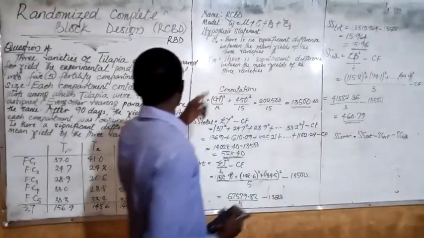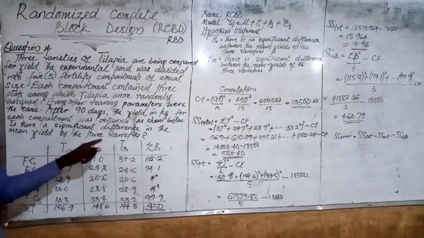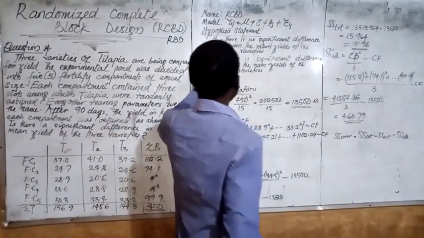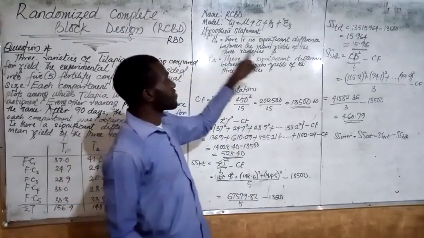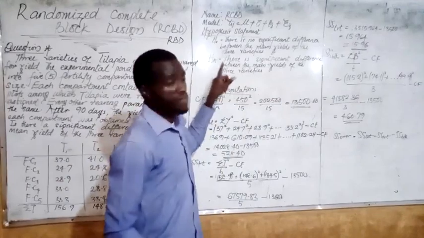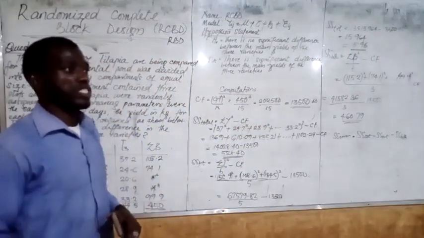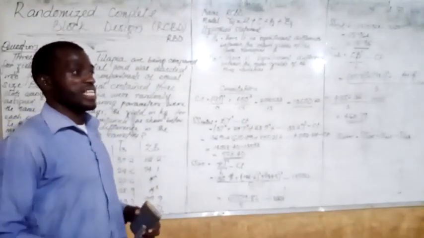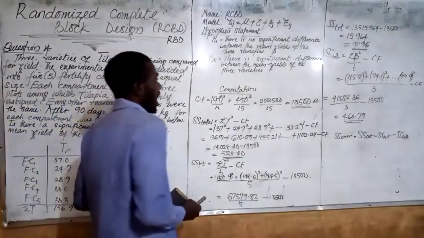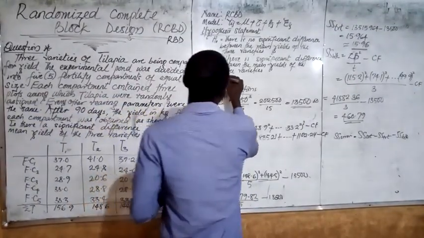Because we are asked to test if there is no difference in the mean yield of the three varieties, you have said that there is no significant difference. Then the next one is there is significant difference between the mean yields of the three varieties. So we have the null hypothesis, which is the no significant difference hypothesis, and the alternative hypothesis, which is the significant difference hypothesis.